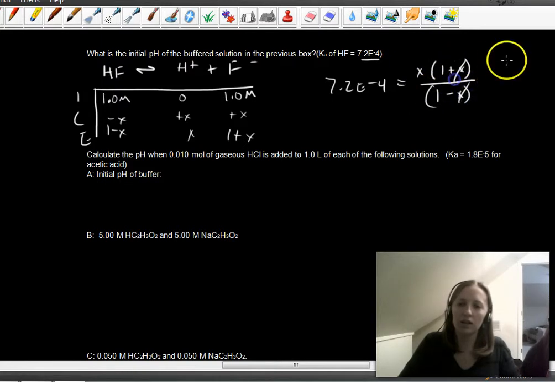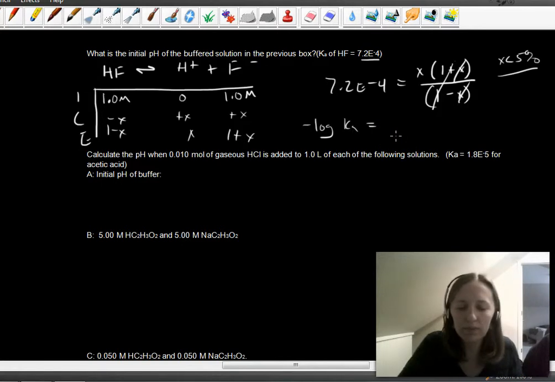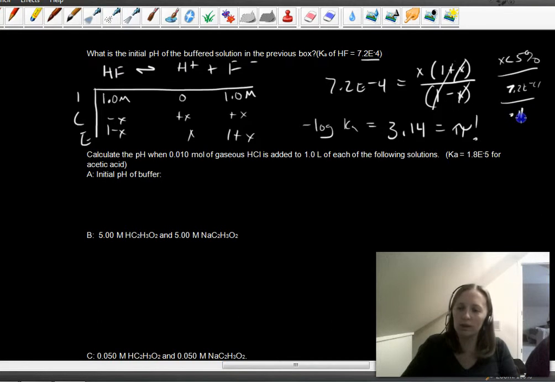Because your X's die. X is less than 5%. The 1's cancel. X equals the Ka, so negative log of the Ka is the pH. It ends up being 3.14. Just kidding, it's not actually pi, but it looks like pi. Anyway, X is less than 5%: 7.2 e to the negative 4 over 1 times 100 is 0.07%.